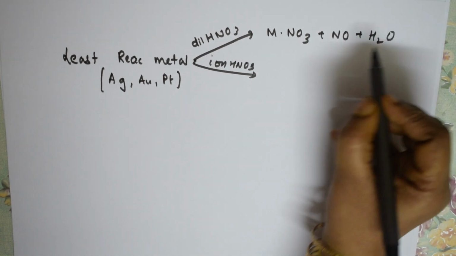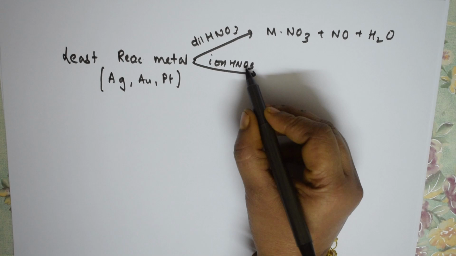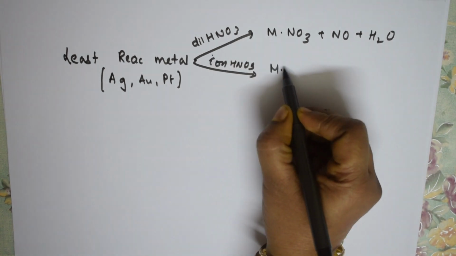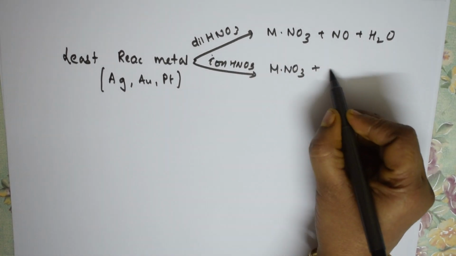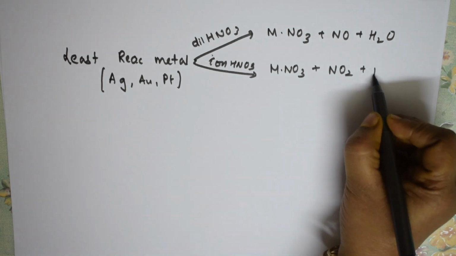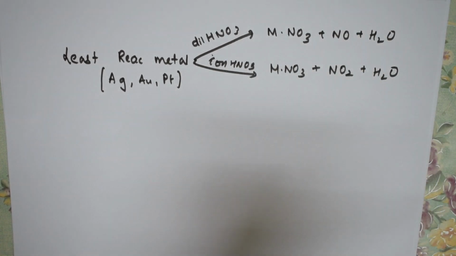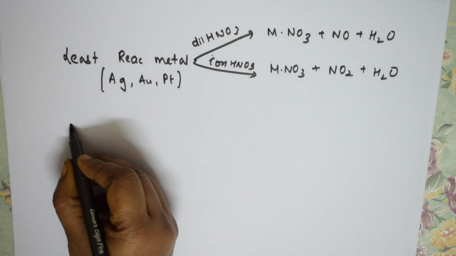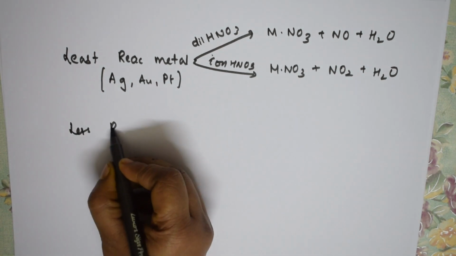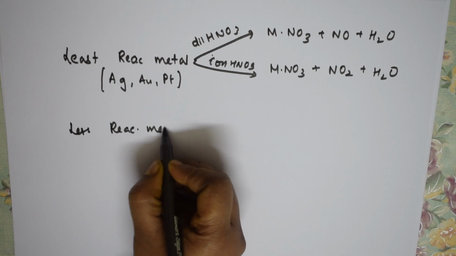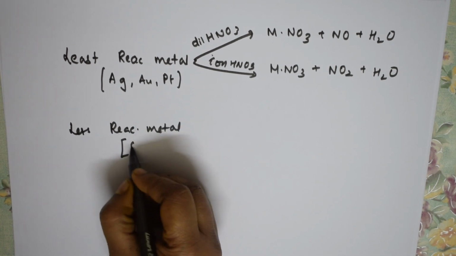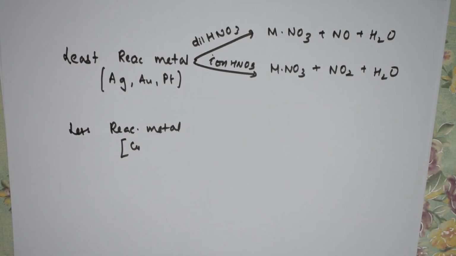So in dilute it is always NO. If you take concentrated HNO3, it's again metal nitrate plus NO2 plus water. So in concentrated it is NO2, in dilute it is NO. Right. Suppose if I take less reactive metals. So less reactive metals are what? Less reactive metals are, if I take copper in this series.